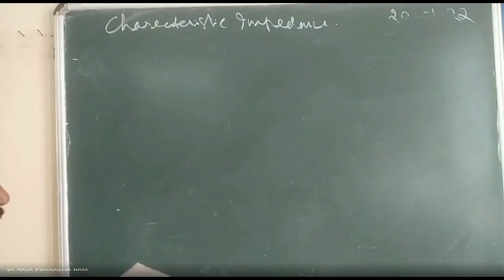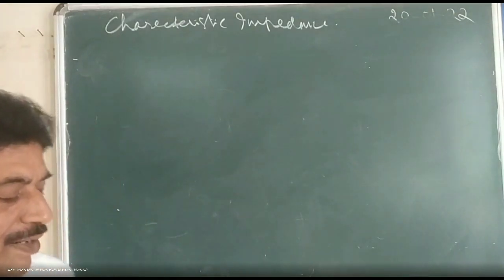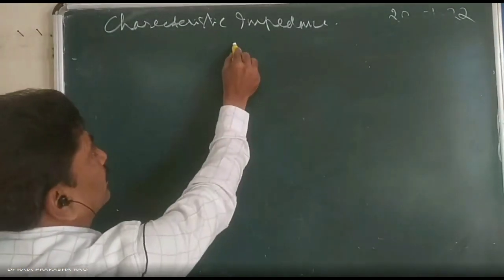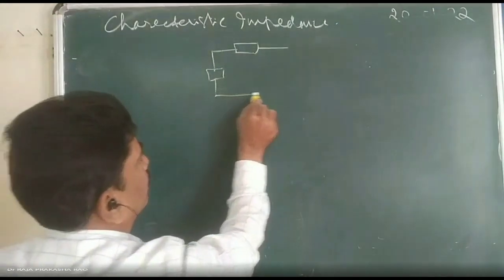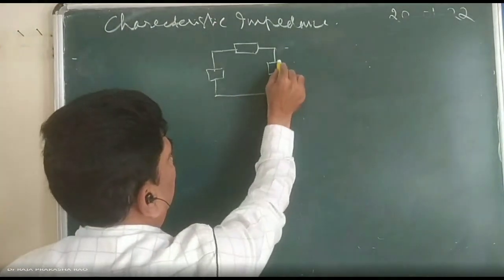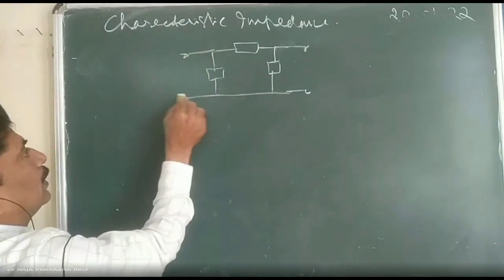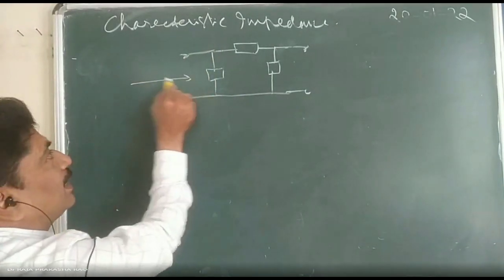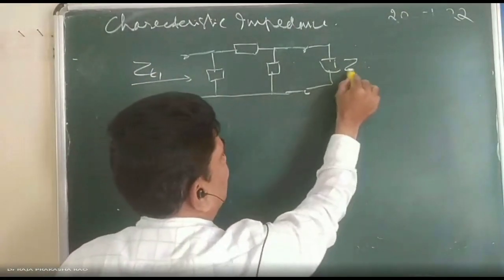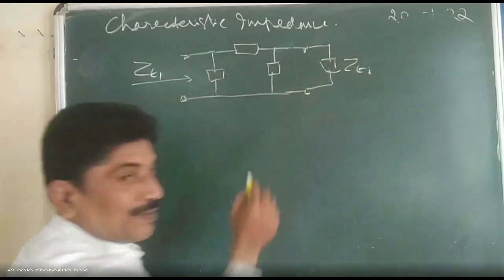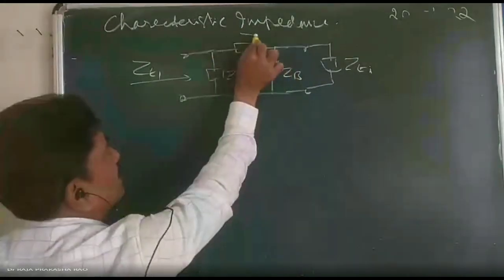Let us find out the characteristic impedance. There will be two characteristic impedances. Remember, there is ZT1 and ZT2. First, let us find out ZT1. I told you, ZT1 means we will find ZT1 from the first port and connect ZT1 across the second port, not ZT2. Connect ZT1 across the second port. This one is ZA, this is ZB, and this is ZC.